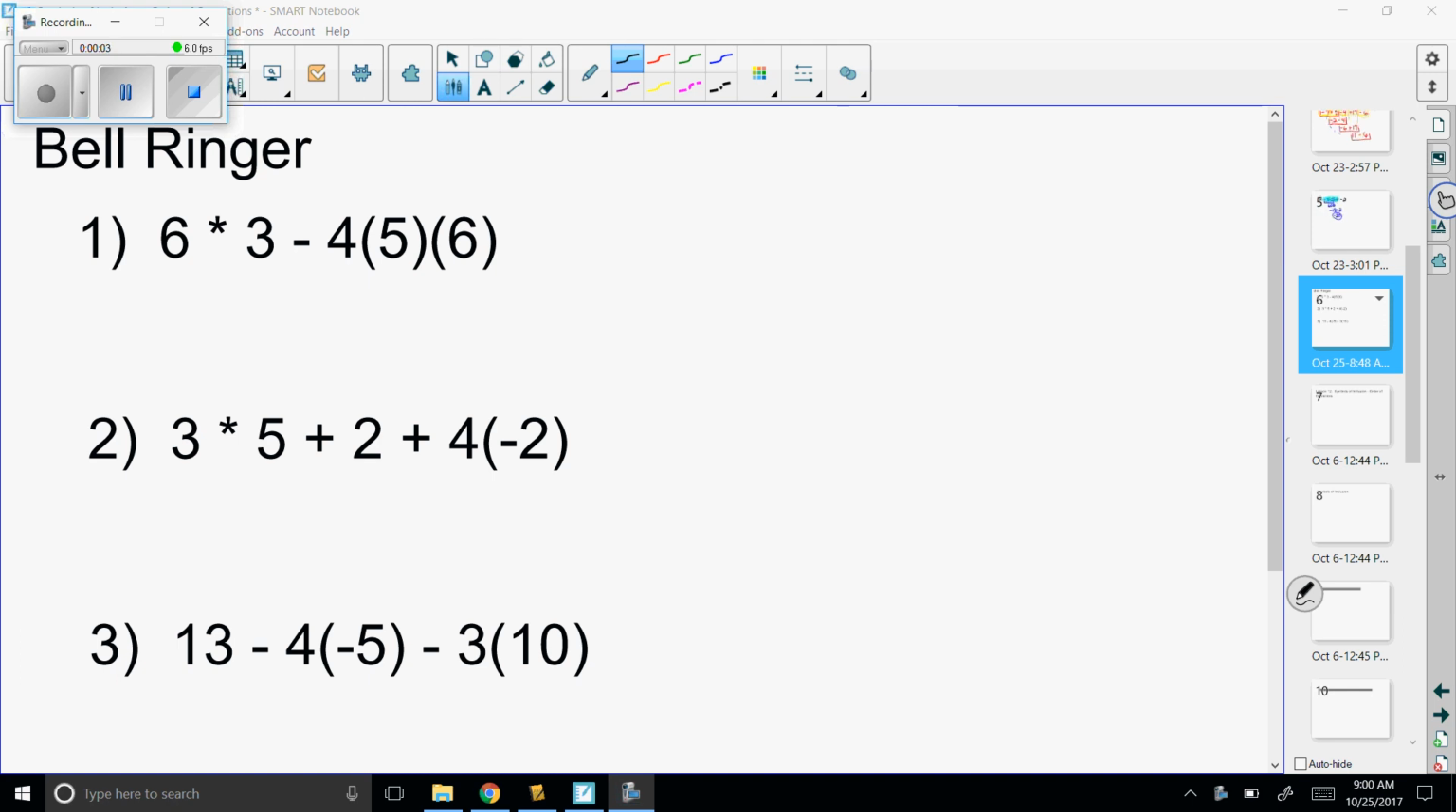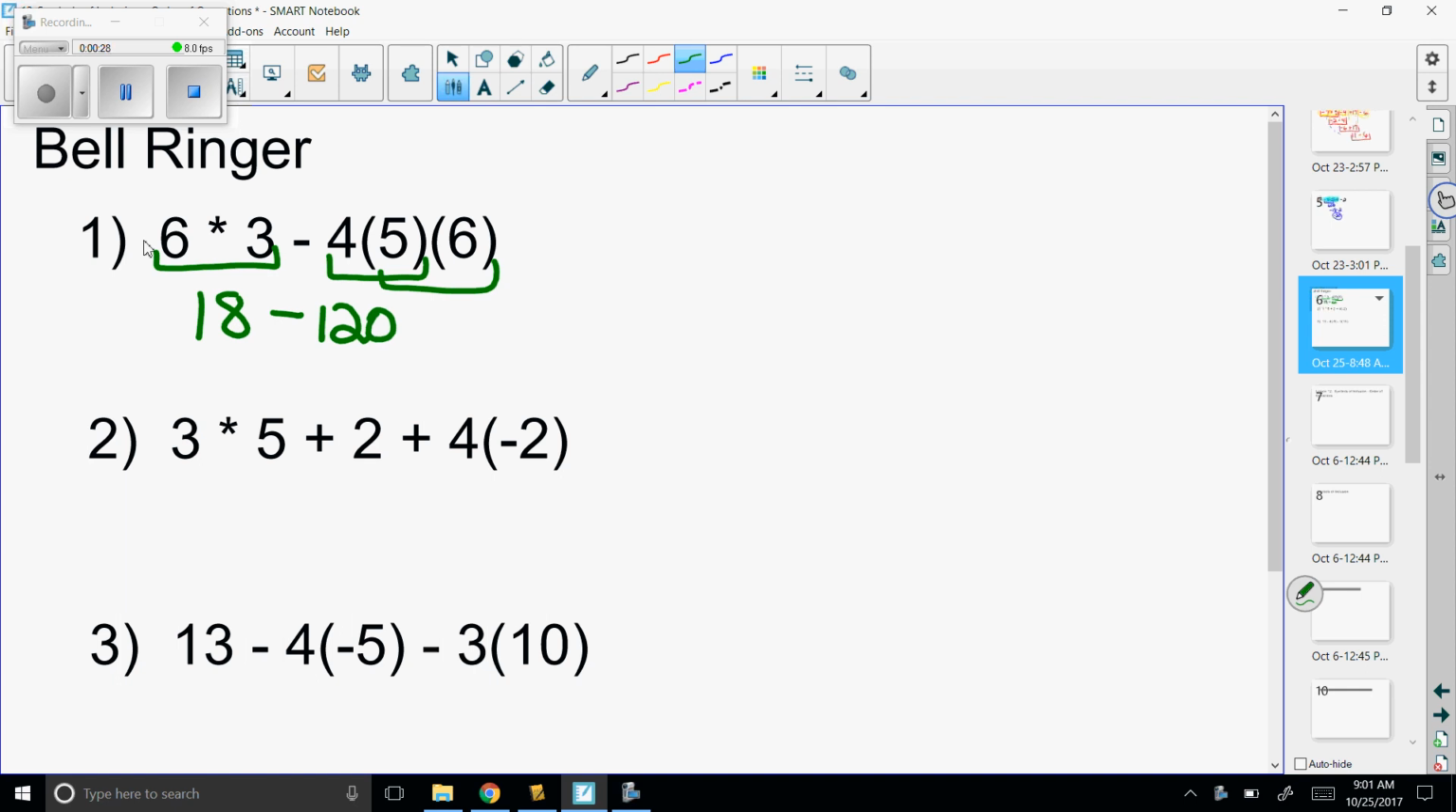Okay, as the bell ringer walked around, looked in, some of you have some sign errors in your answers. As we go through the first one, you want to do the multiplication first. So you have 6 times 3, that gives you 18, minus 4 times 5 is 20, and if you take that times 6, what do you get? 120.